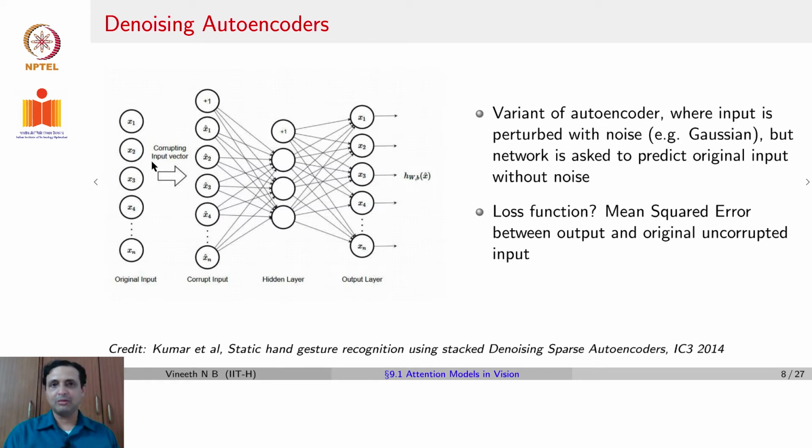What are we trying to do here? We are trying to ensure that the autoencoder can generalize well at the end of training, so that even if there was some noise in the input, the autoencoder would be able to recover your original data.